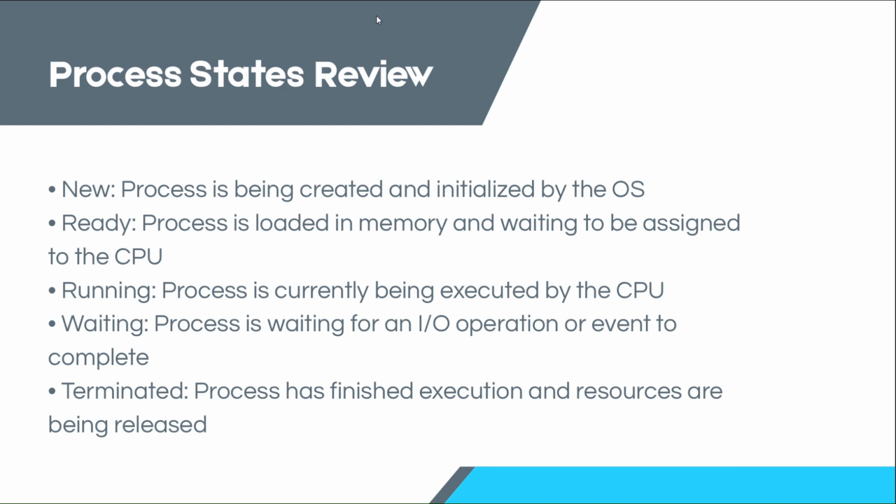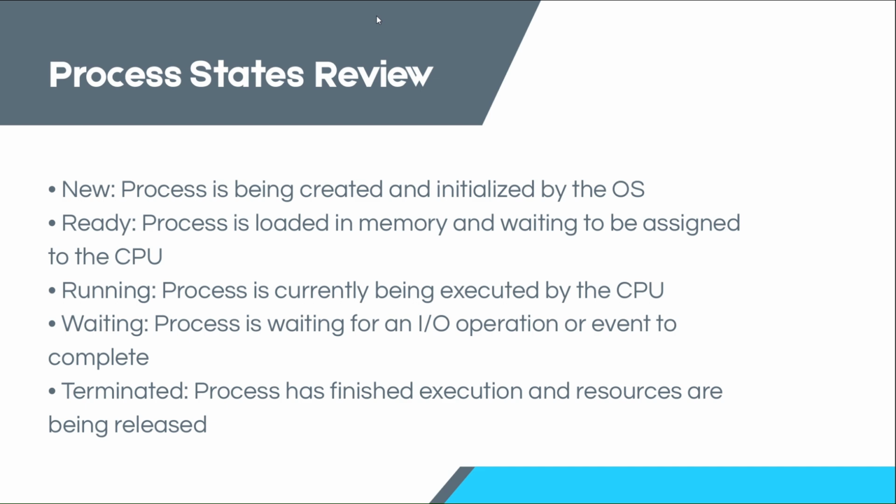The first state is the new state. Whenever we open an application such as Google Chrome or Microsoft Word, the process is first created by the operating system. At this stage, the operating system allocates memory, creates the process control block, and prepares the process for execution. This initial stage is called the new state.